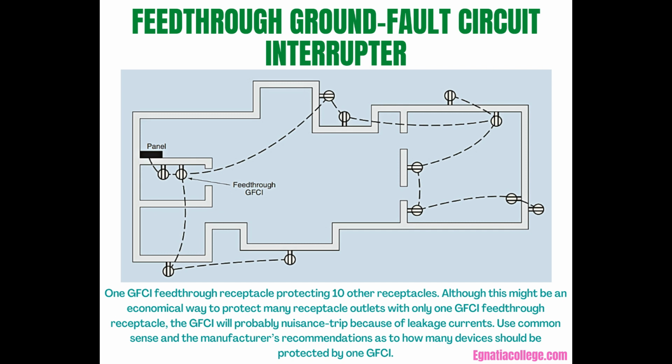This figure illustrates how a feed-through GFCI receptacle supplies many other receptacles. Should a ground fault occur anywhere on this circuit, all 11 receptacles lose power. Not a good circuit layout. Attempting to locate the ground fault problem, unless it is obvious, can be very time-consuming. Using more GFCI receptacles is generally the more practical approach.